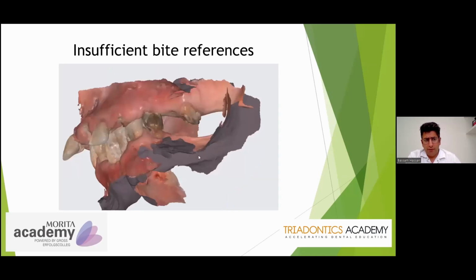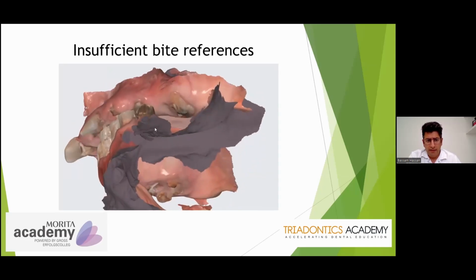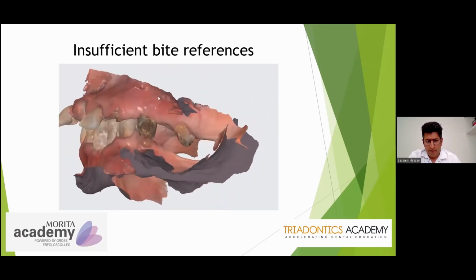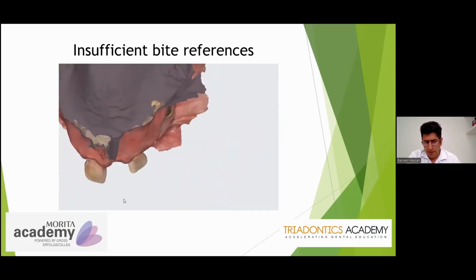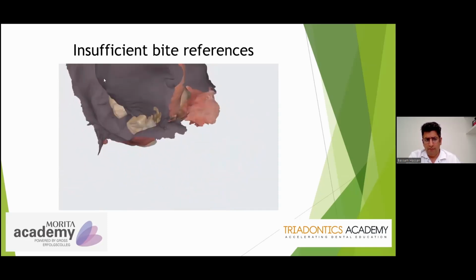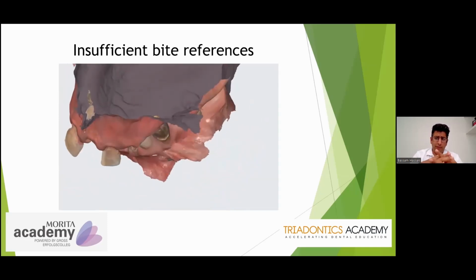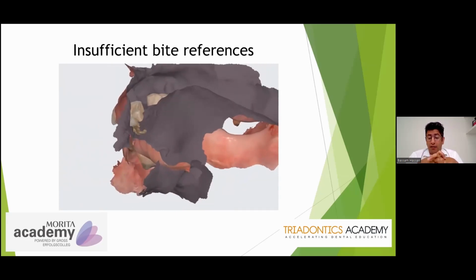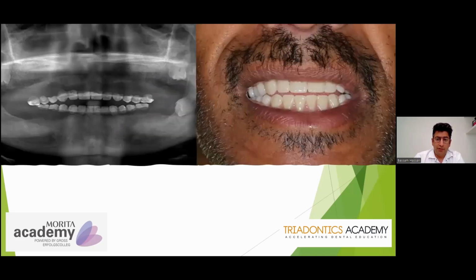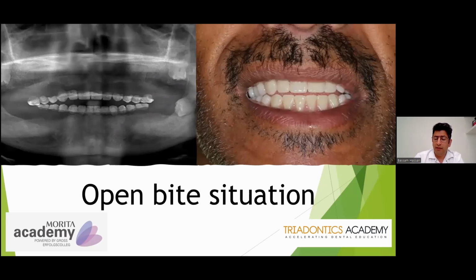And we also had lots of issues in large cases where we had insufficient bite references, like in cases like these, in which you have an overjet, overbite, pathological tooth migration, and no molars. Basically, when you only scan the front teeth, you'll get those perforations between the lower and the upper arch. And of course, this bite is wrong. But this is actually the situation that we had to deal with for many, many years with intraoral scanners.